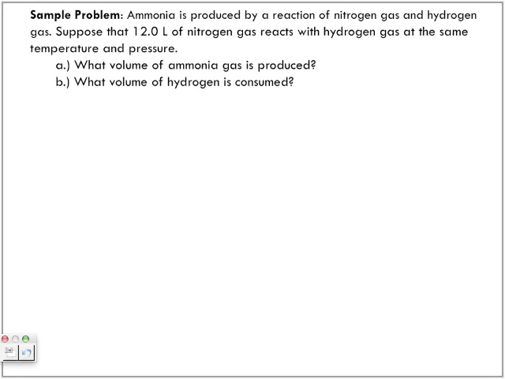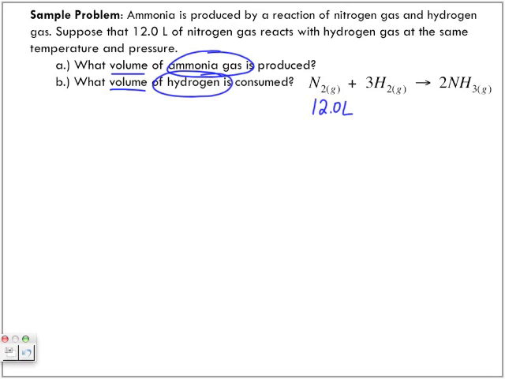So before we try to figure out what calculations we need, first off, start off with your equation. And we've also got the equation balanced. So from this information, what information do we have? Well, we have 12.0 liters of nitrogen gas. So we're trying to find the volume of ammonia gas and of the hydrogen gas. So these are the ones that we're trying to find.